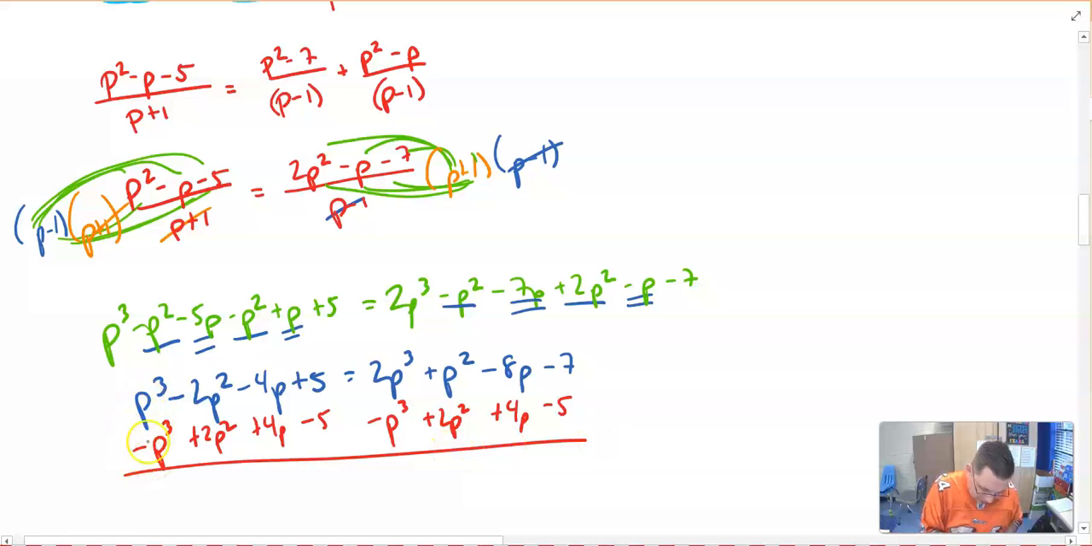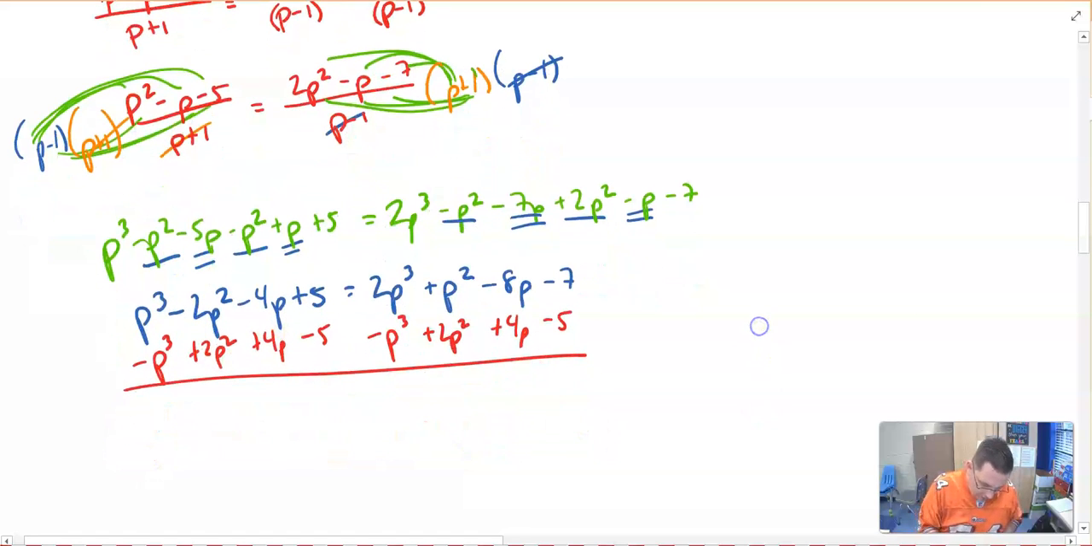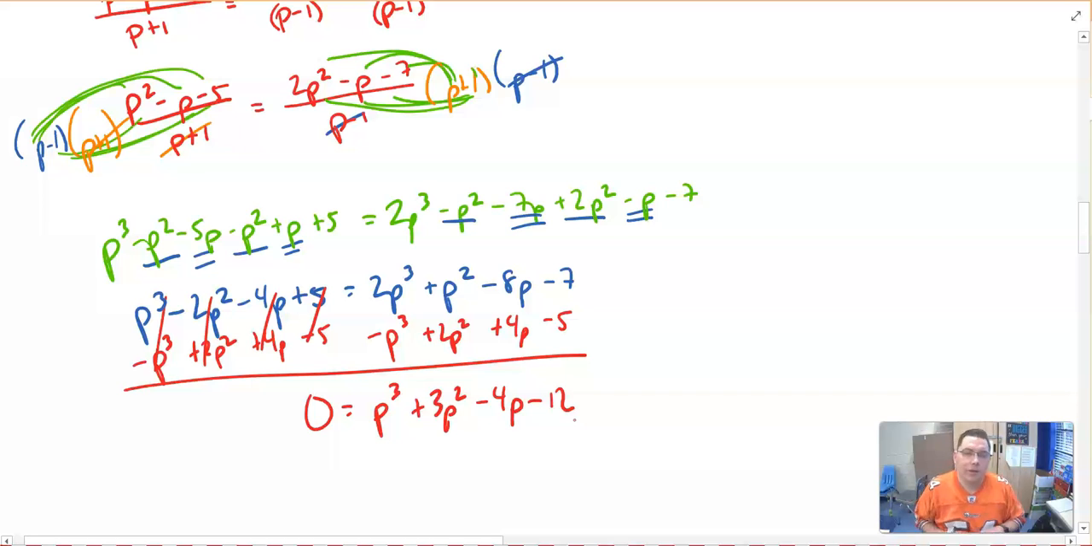So this was positive, so I need negative. Negative needs positive, negative needs positive, and positive needs negative, and they match over here. So cancel, cancel, cancel, cancel. We get 0, and so that's going to give us p cubed plus 3p squared minus 4p minus 12. Now we've got a 4-term cubic.